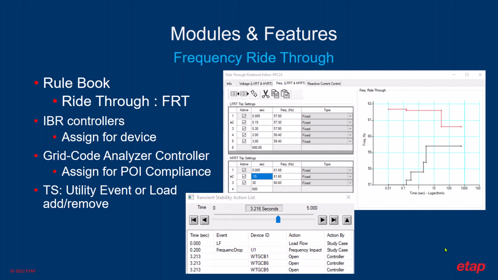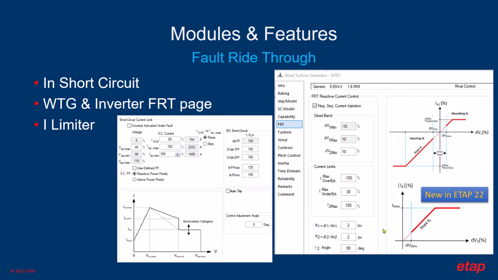Very similar to the voltage ride-through, we have frequency ride-through. Again, grid codes mandate the DERs to ride through a certain amount of over frequency and under frequency within a certain time limit. So those curves can be easily defined in our rulebook for the frequency ride-through, and then it can be assigned again to the device, the DERs, as well as to the grid code analyzer for grid code analysis and compliance.